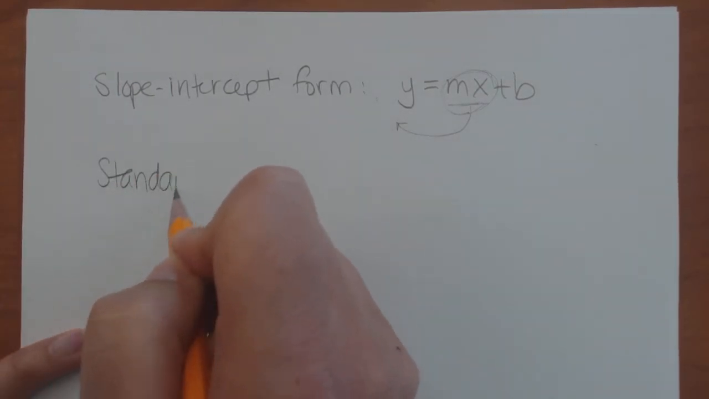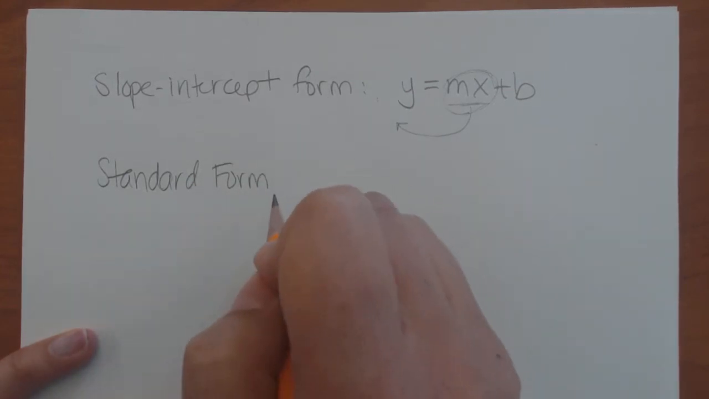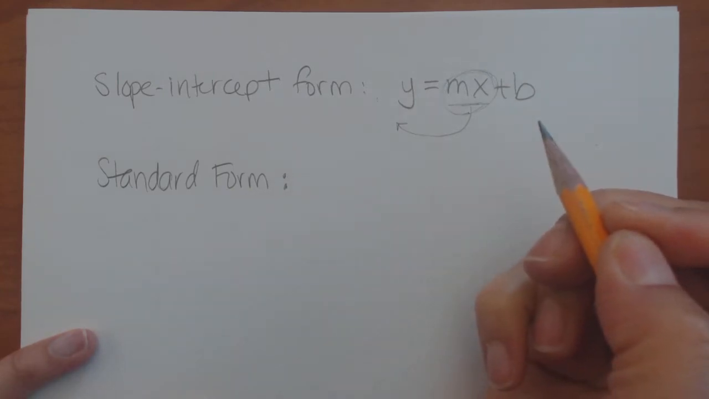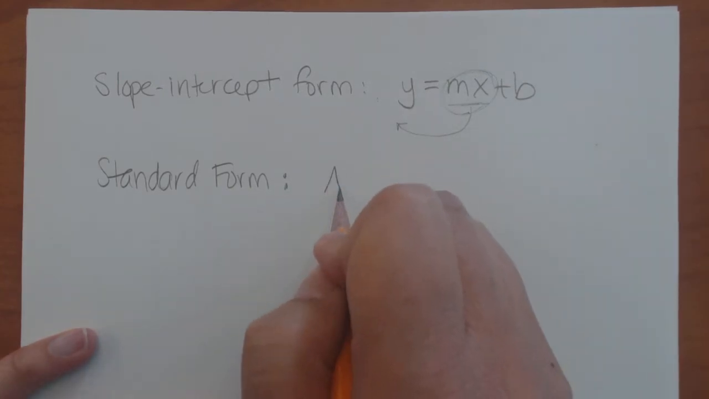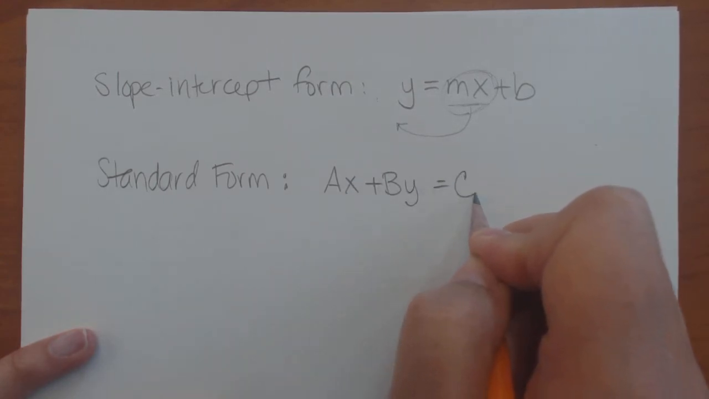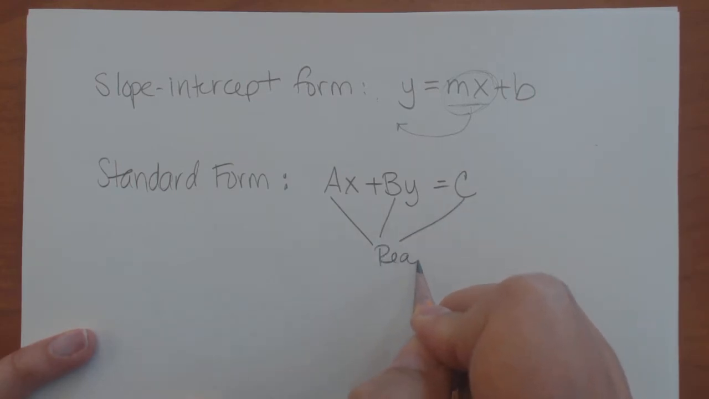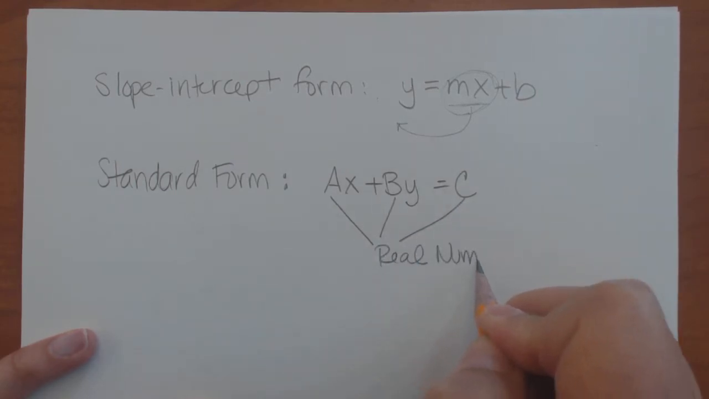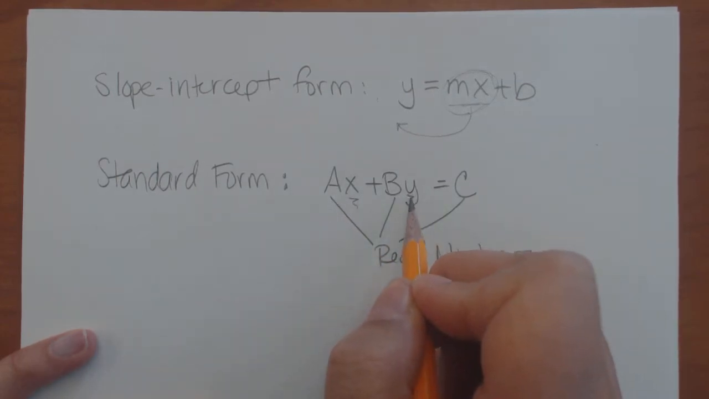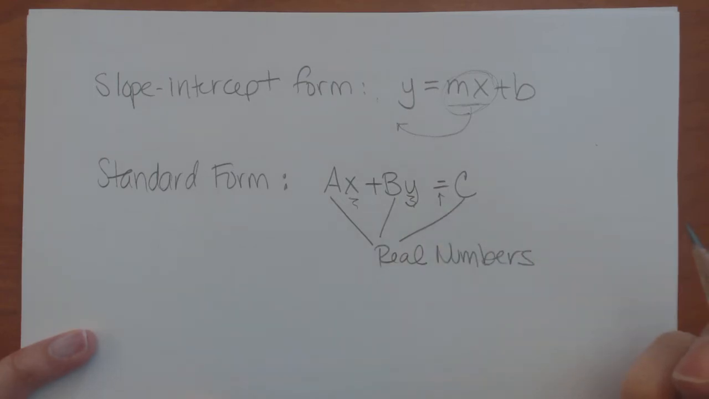Here's standard form. In standard form, you can't pick out slope and you can't pick out y-intercept. So it's just the form ax plus by equals c, where a, b, and c are real numbers. We still have x in the equation, we still have our y variable in the equation, and we still have an equal sign in the equation.